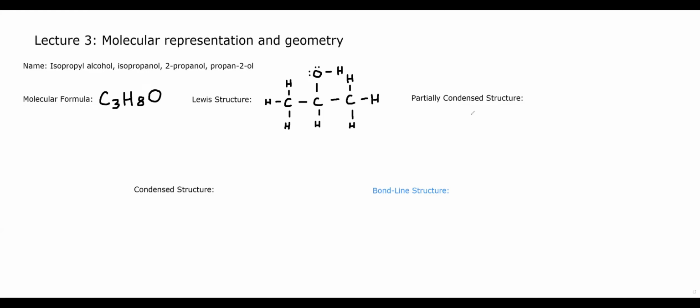We could also draw a partially condensed structure, which is what we saw in the last lecture a little bit. So we could condense some of those bonds, condense those methyl groups and just write CH3. We could also condense the alcohol and just write OH. And we'll keep this hydrogen right there. So we could condense some of the functional groups down, exclude some of those terminal H bonds to draw a partially condensed structure. And we could also draw a fully condensed structure.